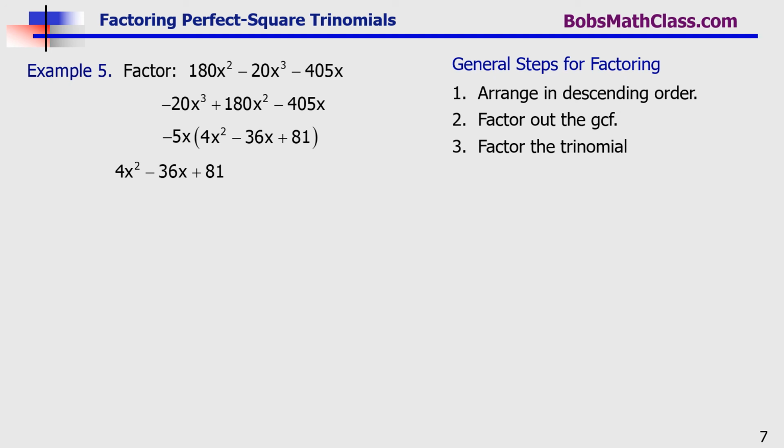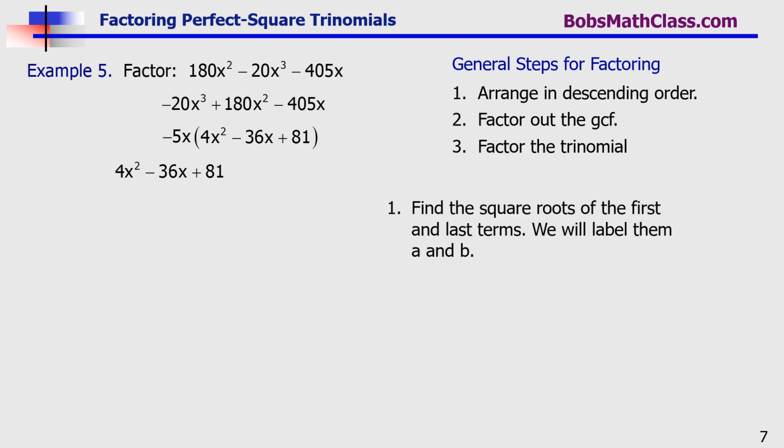All right, looks like a perfect square trinomial. Let's check if we could do that. Otherwise, we have to multiply 4 times 81. That's kind of a lot of work, right? 4 times 81 is 324. That's a lot of work. It's easier to use that formula when we can.